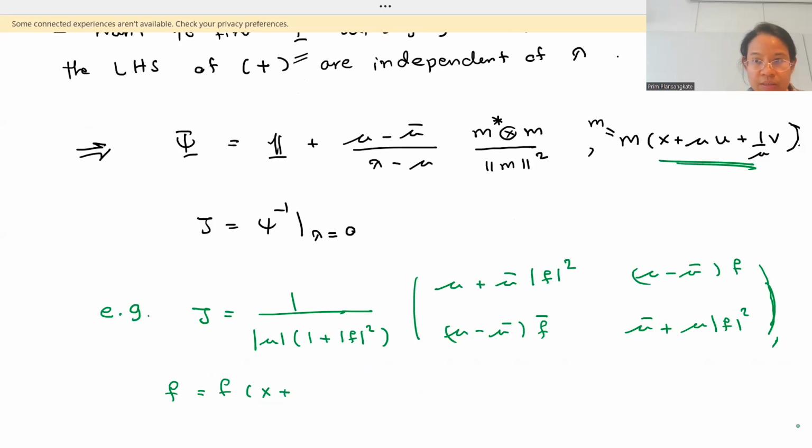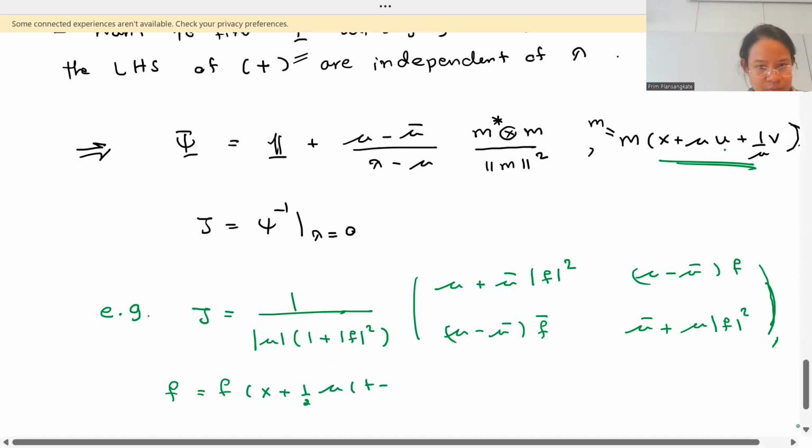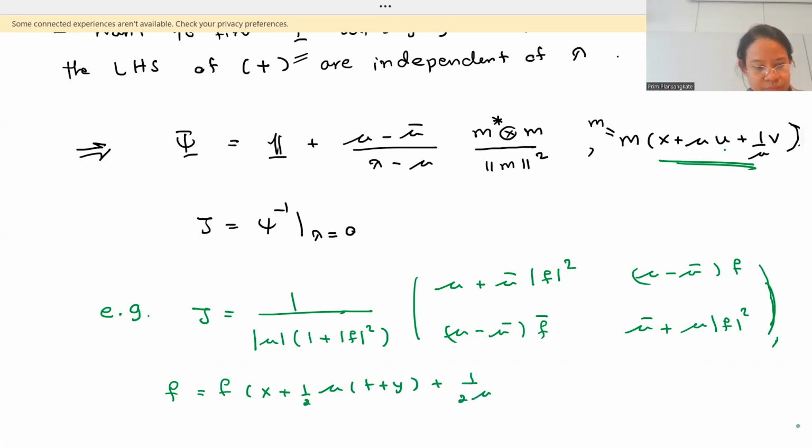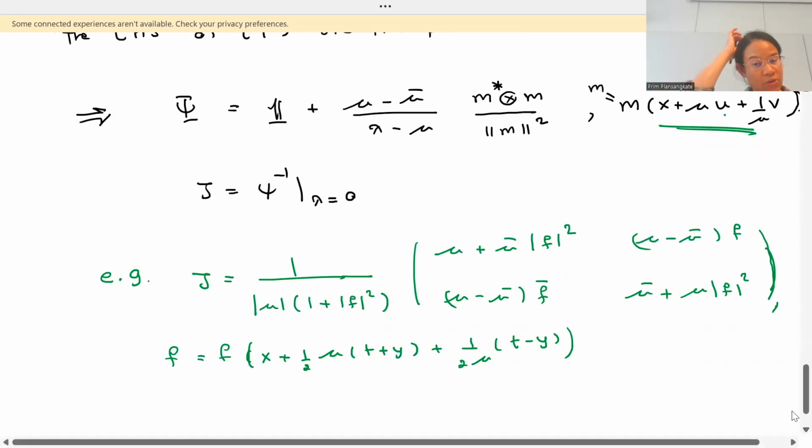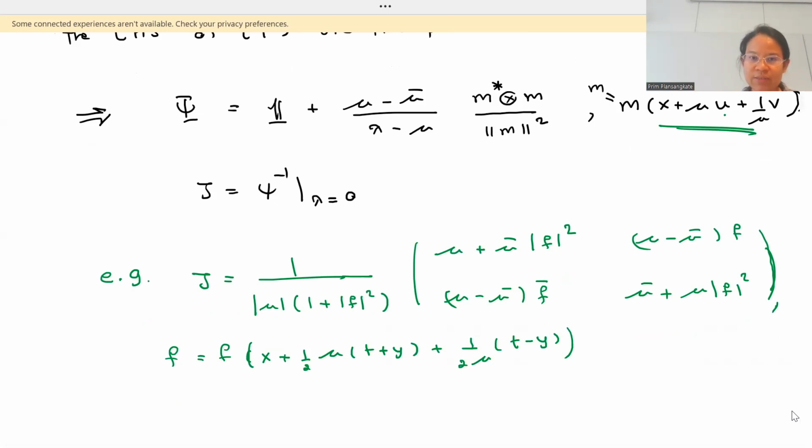So x plus, and now I'm rewriting u and v into x, y and t coordinates, so it will be mu t plus y. And this is an arbitrary function, so you can put f to be just this combination. Now this is a soliton solution, and this gives one soliton.